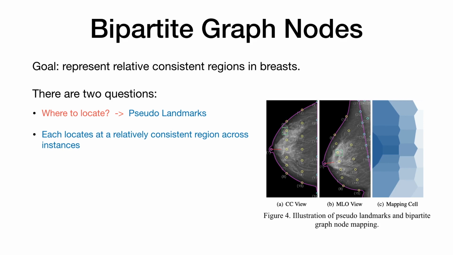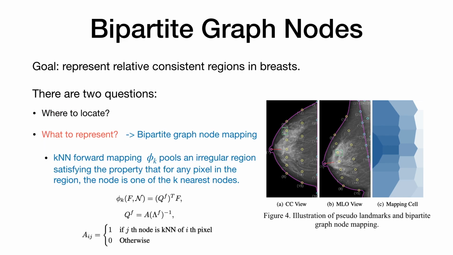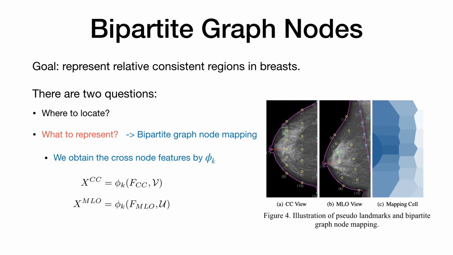To answer the first question, we define pseudo-landmarks according to prior knowledge, each of which locates at a relatively consistent region in breadth. Figure 4 illustrates where each pseudo-landmark locates. To answer the second question, we define k-forward mapping phi k. Phi k maps an irregular region satisfying the property that for any pixel in the region, the node is one of the k-nearest nodes. We can see in figure 4, the mapping degenerates to Voronoi grids when k equals 1. As shown in the equation below, we obtain cross-view node features using phi k.